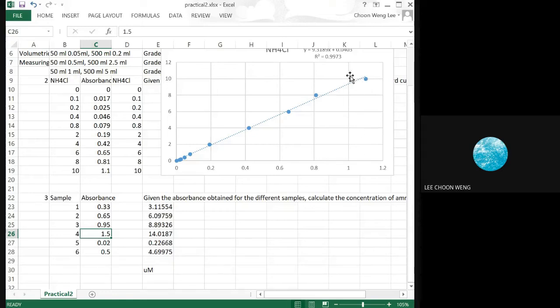Okay, the absorbance is only until 1.1. So the absorbance here is already outside your range. So it is not accurate to do that. It is better to dilute the sample before running the experiment. Okay, that will give you a more accurate concentration of ammonium. Okay, so please take note of that.